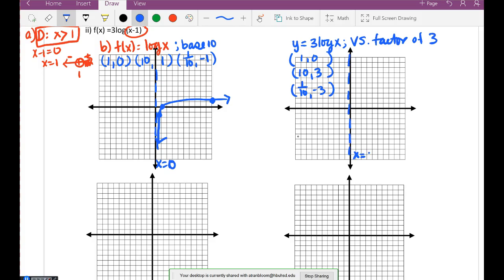So x equals 0. Plot the dots. 1, 0. 10, go up 3 now. Okay. And then 1/10, go down to negative 3. So if you can see the dots, the y values are definitely changing.